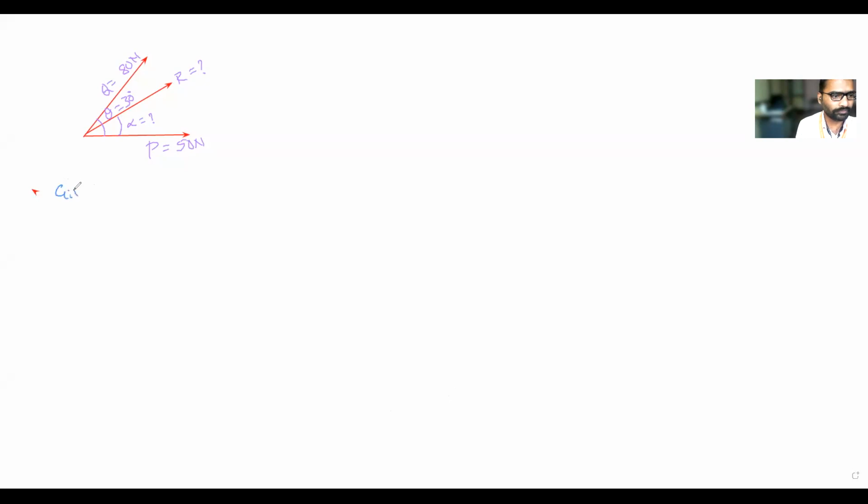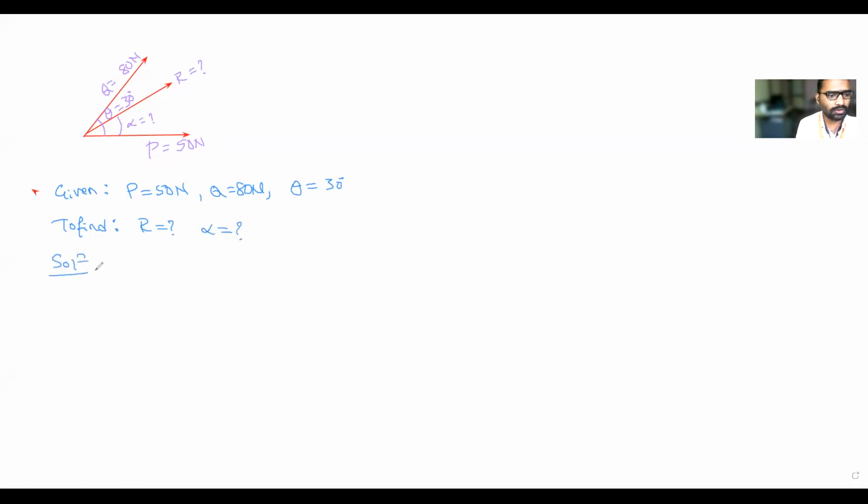First, write down what is given. P is equal to 15 Newton force, and Q is equal to 80 Newton force. The resultant we will take later. Also given is theta, the angle between the two forces, equal to 30 degrees. Next, what is to be found? The resultant R, its magnitude, and also its direction, alpha.